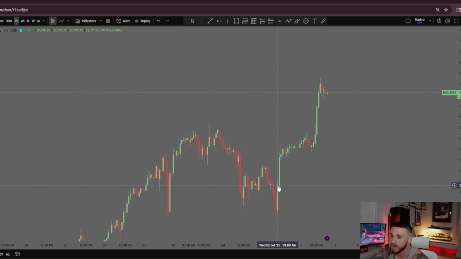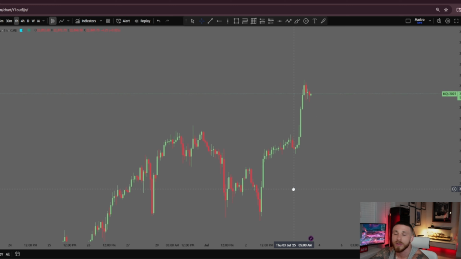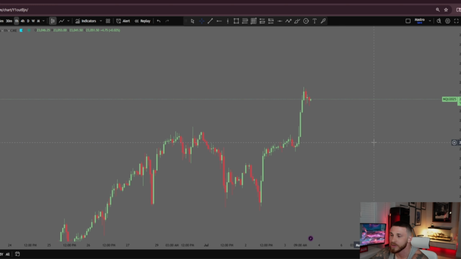Shows where price literally opened, closed, high, low. Shows you who's in control also, buyers or sellers. If it's a candle like this, buyers are most likely in control. If it's a candle like this, sellers are most likely in control.